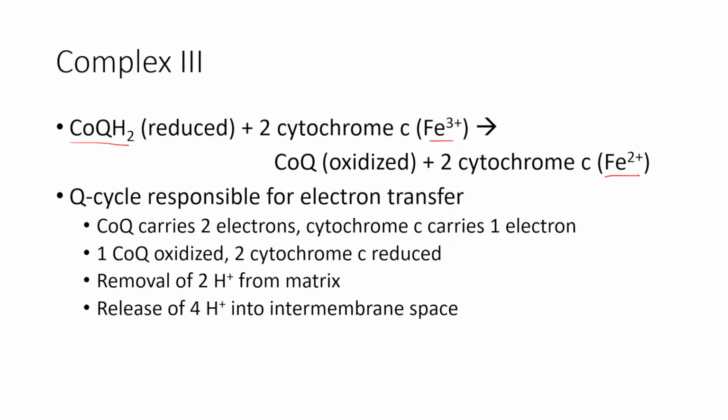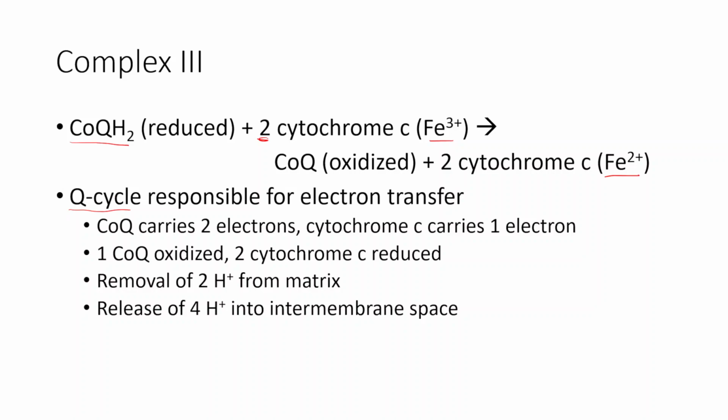But it's important to note here, we need 2 cytochrome Cs for every 1 coenzyme Q, because coenzyme Q is able to carry 2 electrons, but each cytochrome C is only able to carry just 1 electron. So the process of transferring the electrons is actually relatively tricky, partially because coenzyme Q is a 2 electron carrier, but cytochrome C is only a 1 electron carrier. The process of transferring the electrons from one to the other is known as the Q cycle, and that's what's occurring in complex 3.